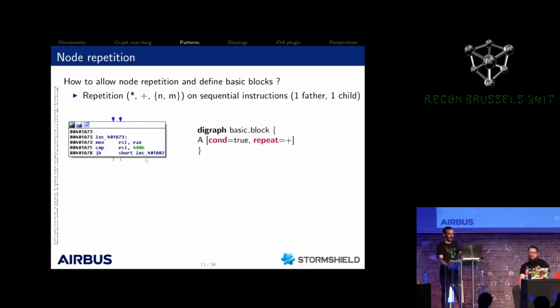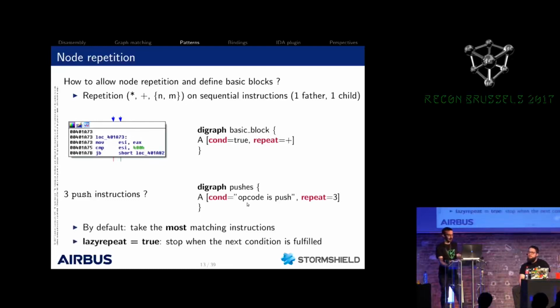It looks like that. If you have a basic block that we see here in IDA, there are 2 incoming nodes, 2 outgoing nodes, and only 3 instructions here. To match this kind of thing in GRAP, you just have to say, okay, I want you to match any instruction, that's what it means, cond is true, and then I need you to match 1 or more instructions, so repeat is plus. If I want to match 3 push instructions, I will write something like that: I want instructions with the opcode push, and I want them to be repeated 3 times.